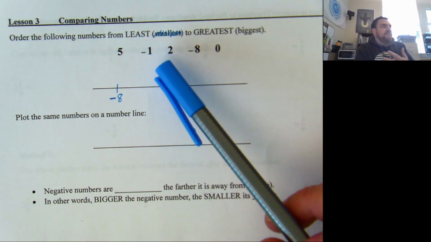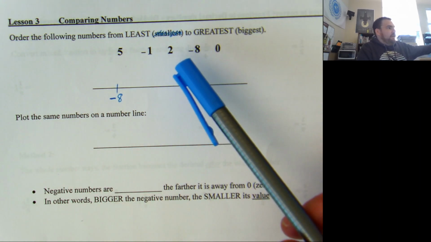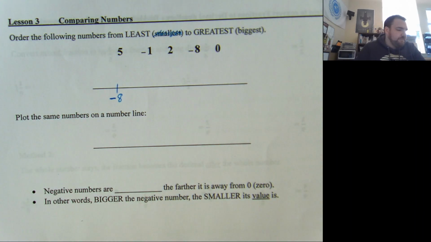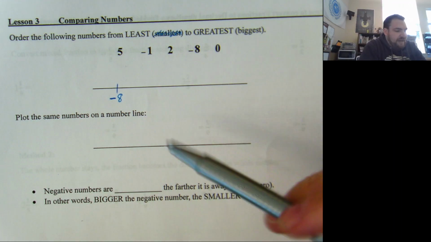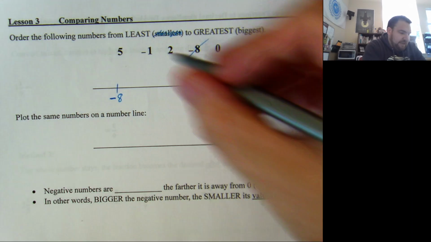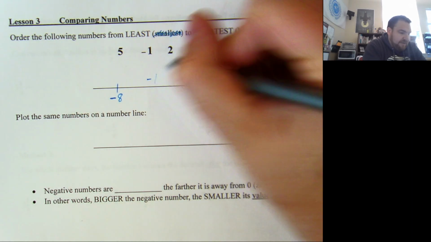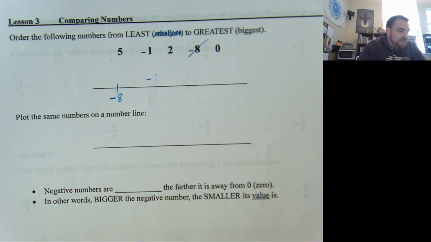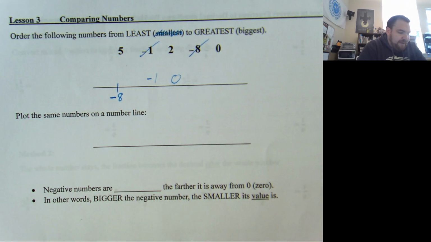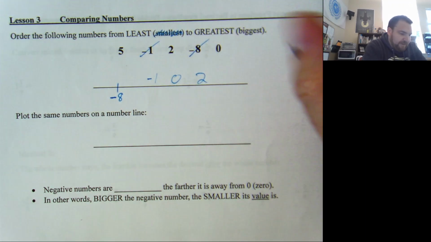Least implies the farthest end of the number line to the left. Greatest being farthest to the right on the number line, because all math is done left to right. So -8 is going to be your least, followed by your -1s. I'm not going to put them on the number line properly yet. Followed by my 0, followed by my 2, and followed by 5.